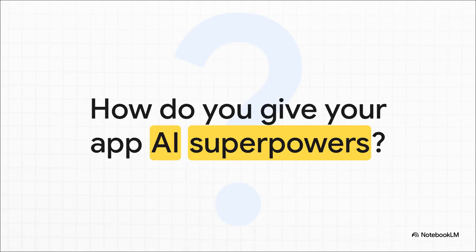This is the big question, right? How do you actually give your app those AI superpowers? That little spark of intelligence that makes it feel almost alive. The kind of app that can chat with users, summarize massive documents, or recommend things with this uncanny accuracy.